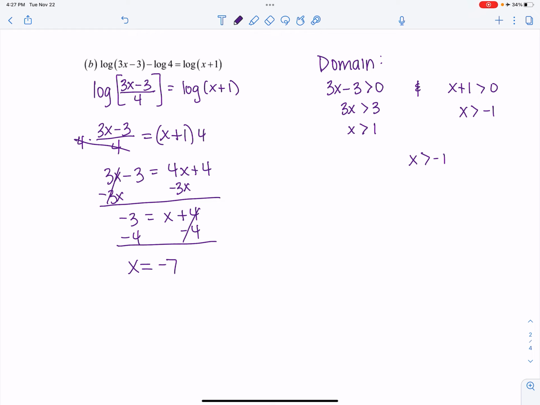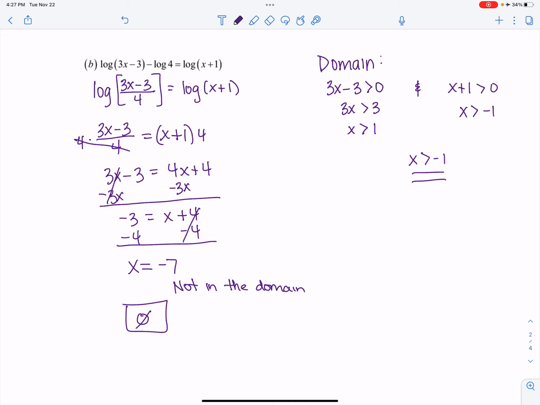All right, let's double check that it's in the domain. Our domain is x has to be greater than negative 1, and negative 7 is not. So this is not in our domain. And since it's not in the domain, then we don't have a solution. This symbol is like the empty set, no solution. It is telling us there is no x where these values will be equal.